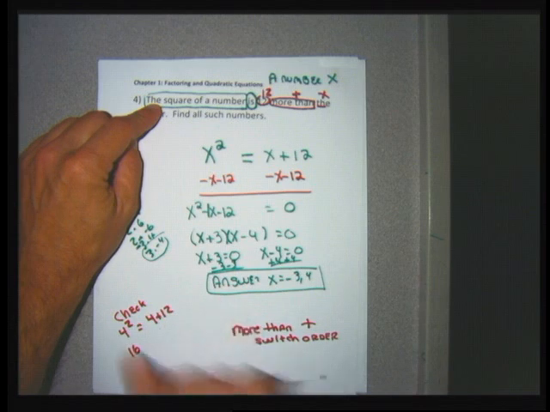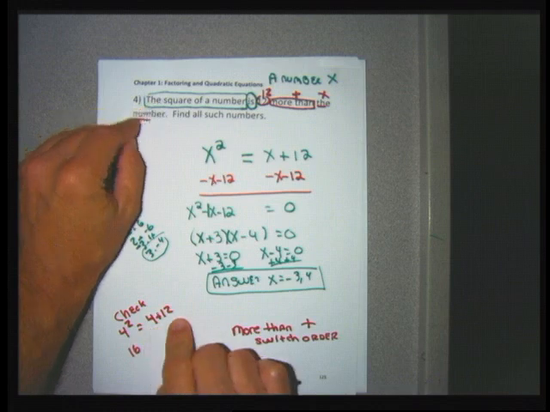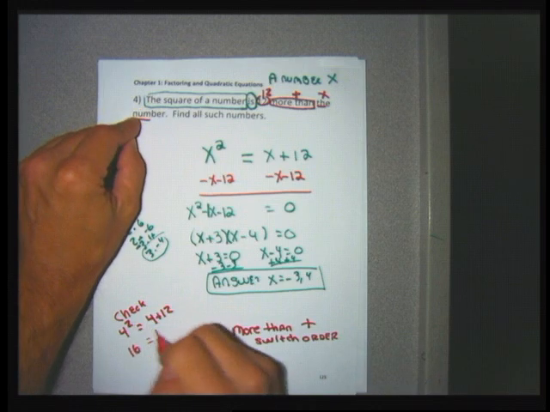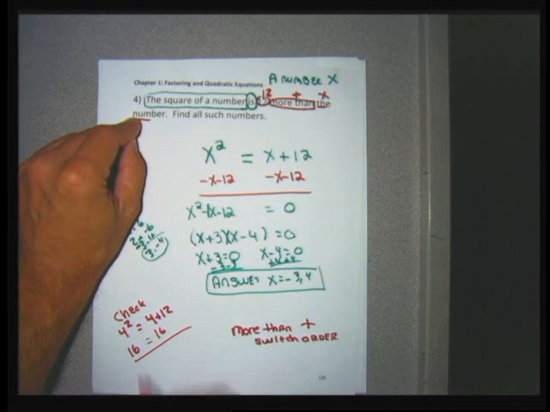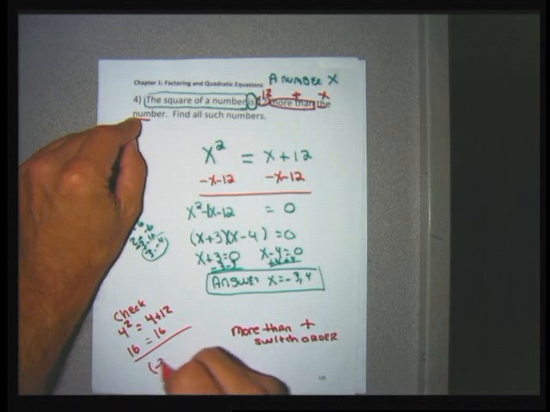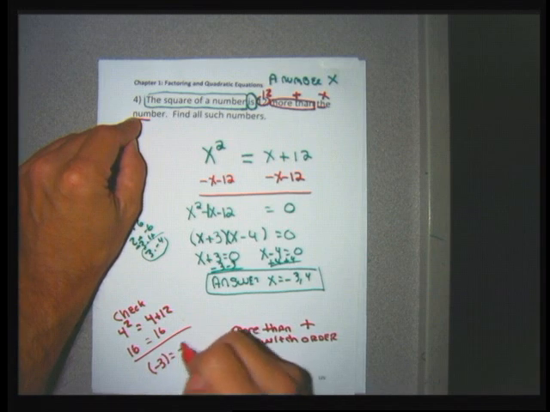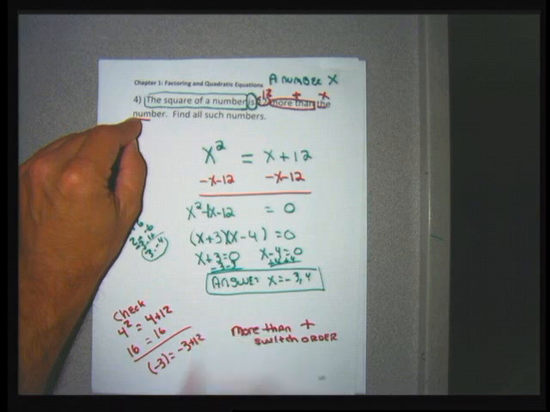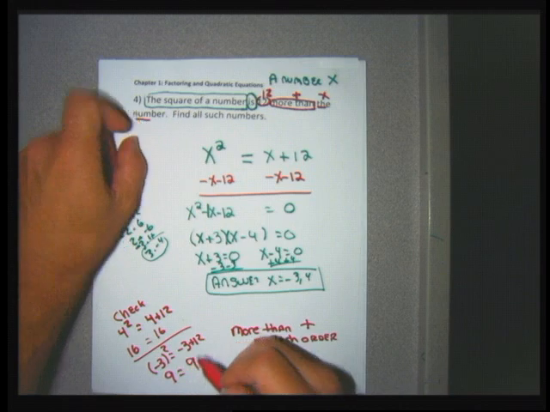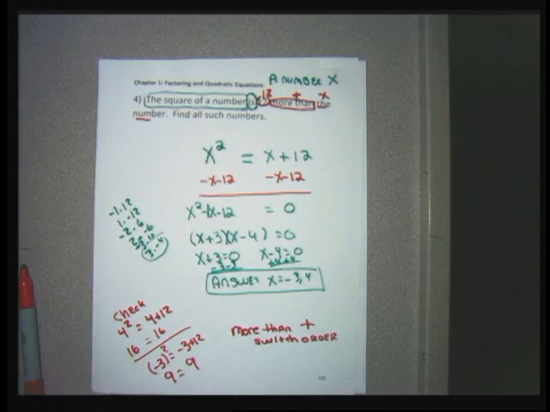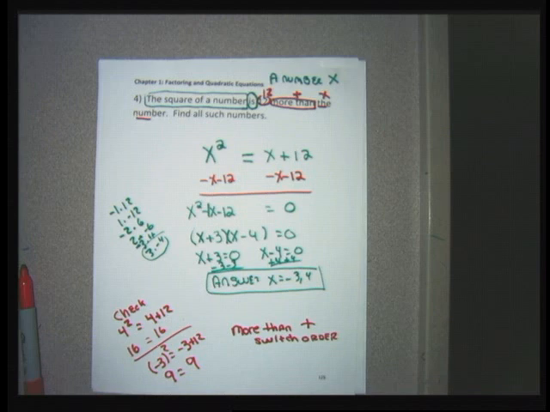So for 4 to be an answer, the square of 4 has to be 12 more than 4. And that gives me that. Similarly, the square of negative 3 would have to be 12 more than negative 3. The square of negative 3 is 9. 12 more than negative 3 is also 9. You don't really have to check these, but you certainly can. Sometimes the checking is a little more confusing than the problem itself.